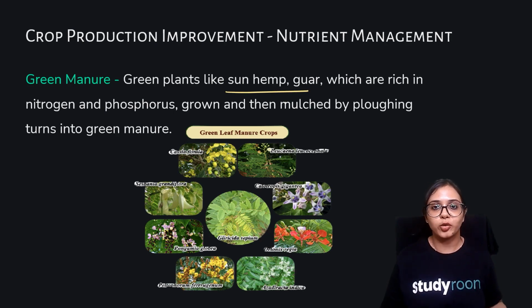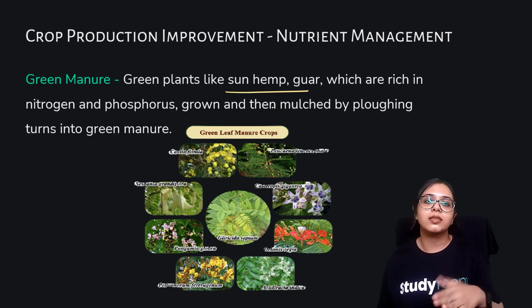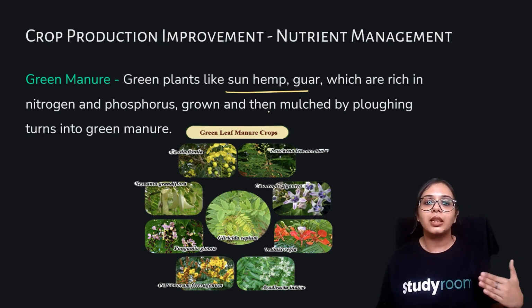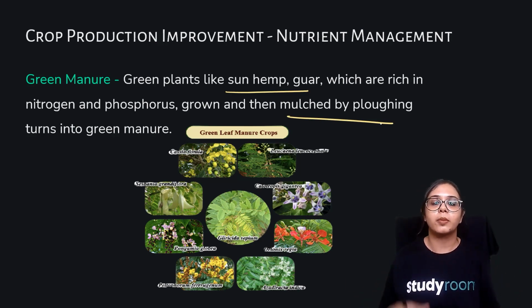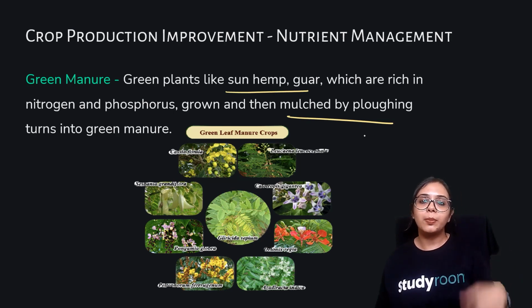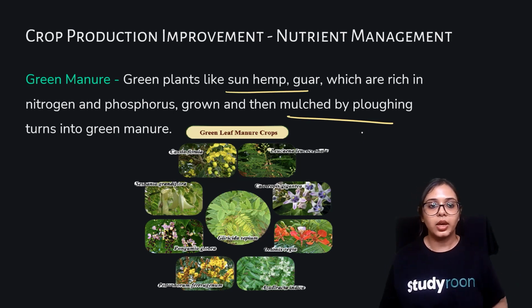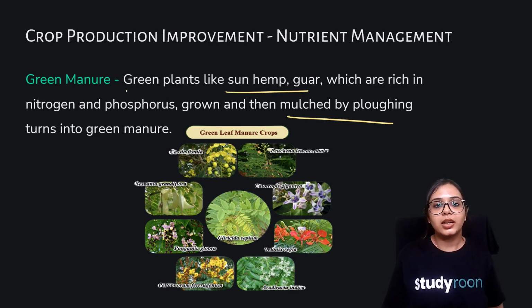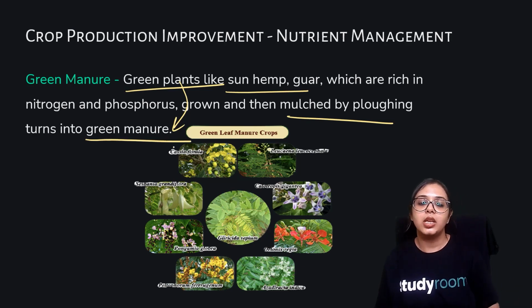Those plants that are rich in nitrogen and phosphorus are grown, and after they grow to a certain period, they are mulched by plowing, which means they are crushed and sown into the soil, so that they go deeper into the soil and spread the nutrients that they were carrying when they were alive. So you are directly using those live plants as manure, hence the name green manure.